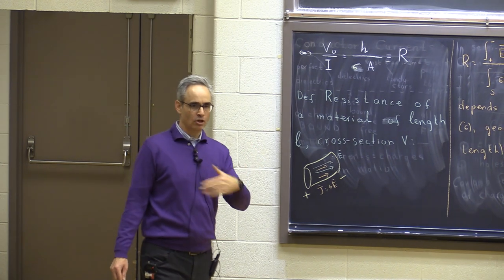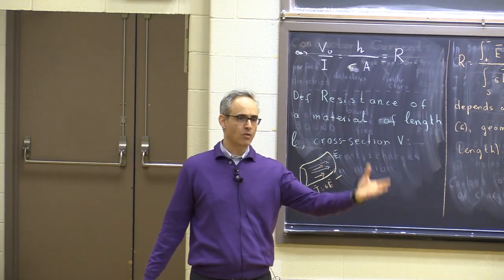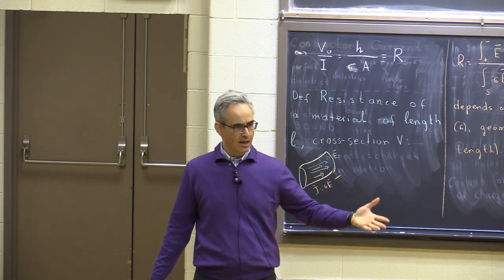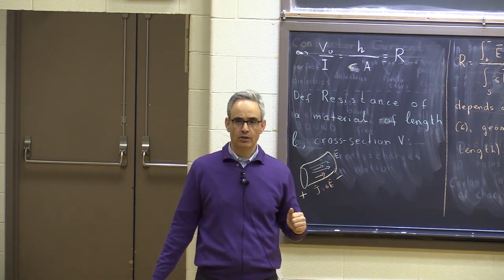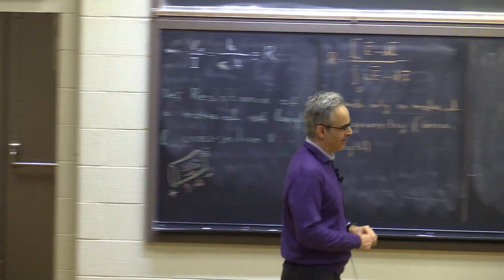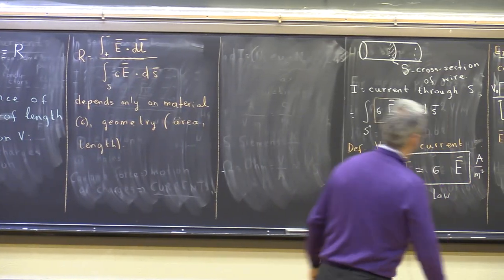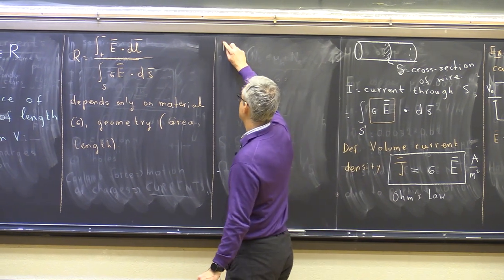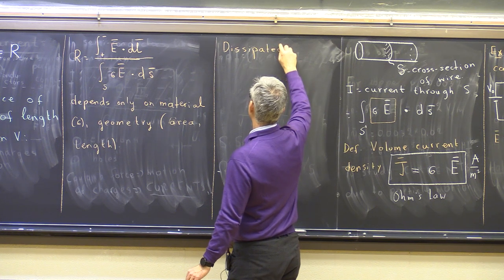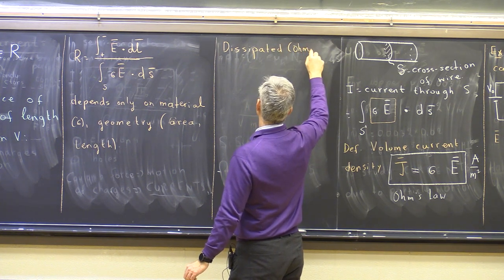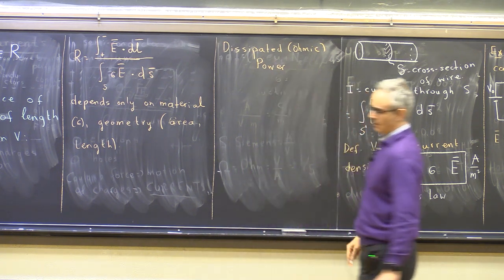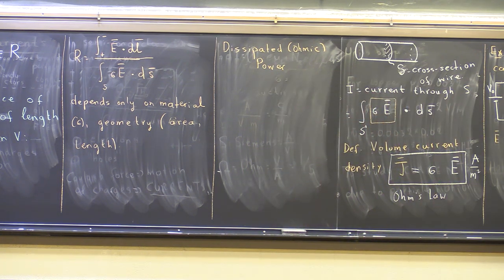Let's now, you know that when you have current through a wire, the wire heats up. Why? Because there is power dissipated, and that power is converted to heat. How much is that? One can find it again from first principles. So this dissipated or ohmic power can be found as follows.